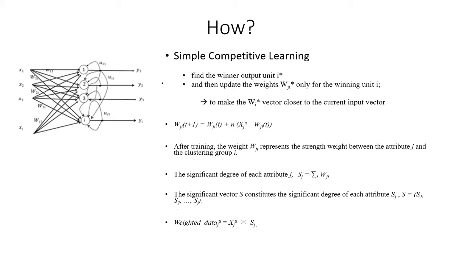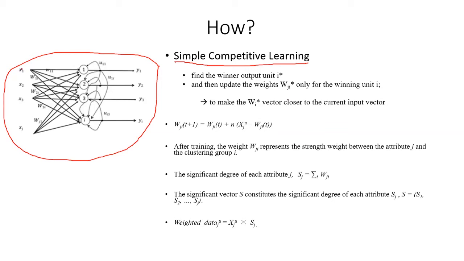How can we do that? First of all, this is a simple competitive learning network, which is a standard unsupervised learning model. As the name implies, it is a very simple learning model. When input data comes in, we find the winner output unit, and then we update the weights. Suppose i star is the winning unit; we update the weights w_j,i* only for the winning unit. So for example, if this is the winning unit, then we only update the connection weight from the first attribute to output number three, and from the second attribute to output number three, and so on.